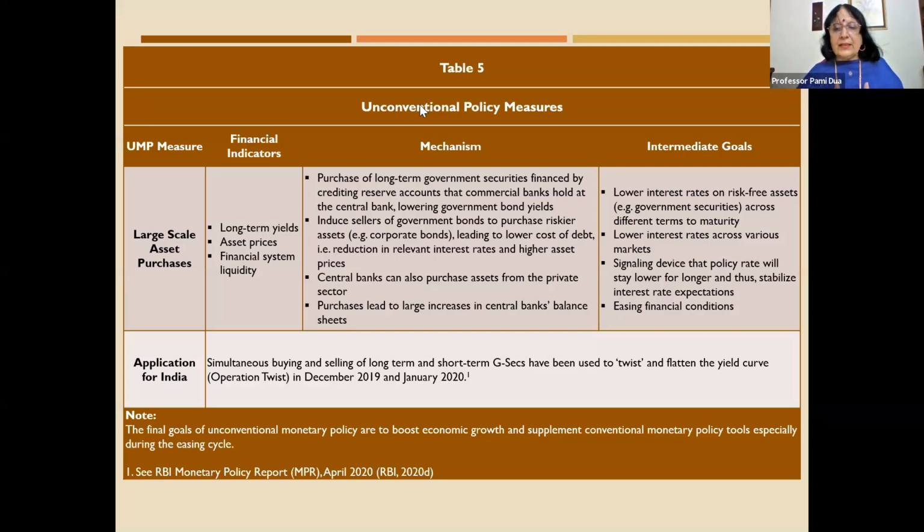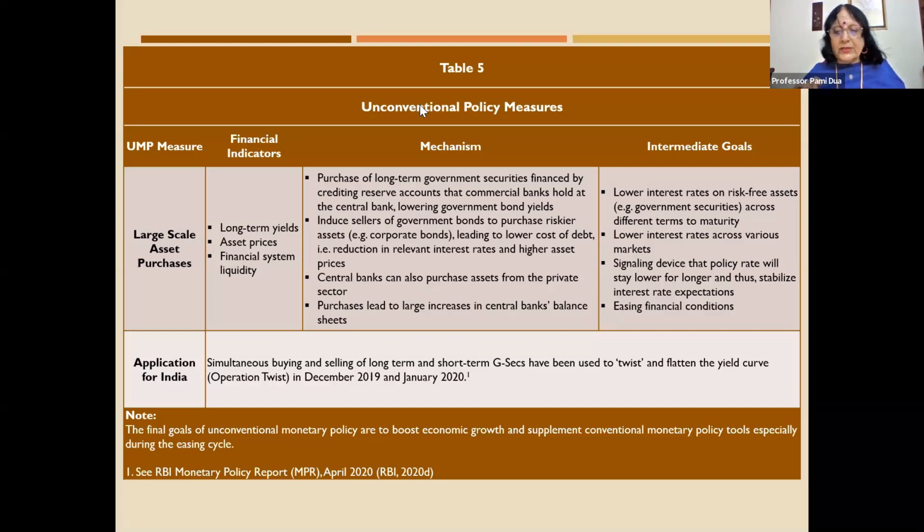The point is that after some stage, it is not possible to decrease the short-term rate, or the rate does not respond to a policy action. So whatever the reason is, then we have to use some unconventional policy measures. The unconventional monetary policy measures that are used across the world are of four types. So the first such measure is the large-scale asset purchases.